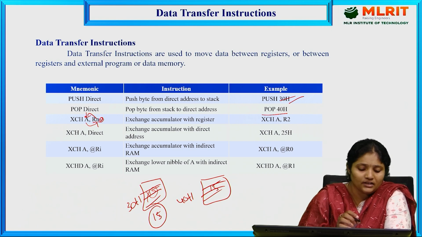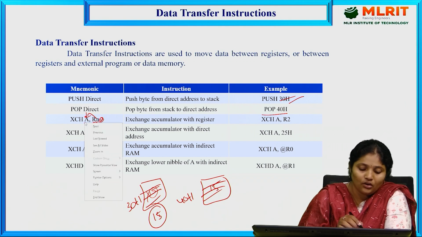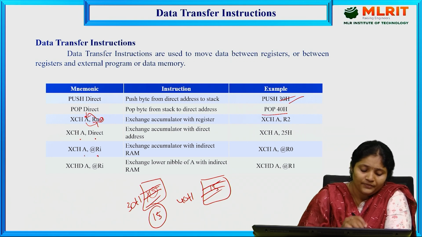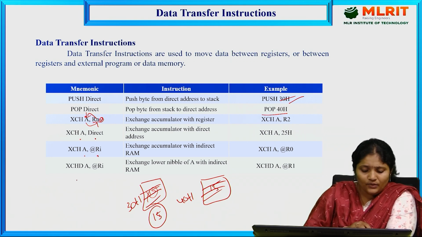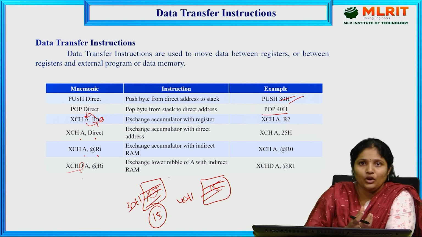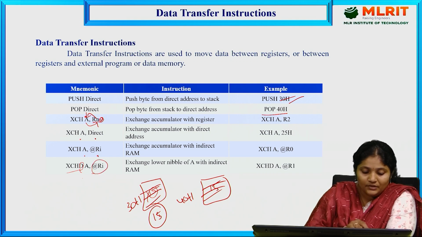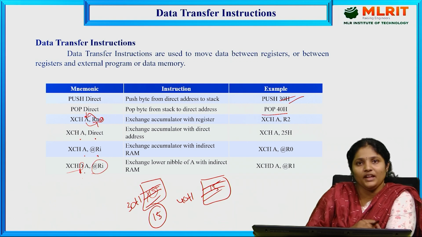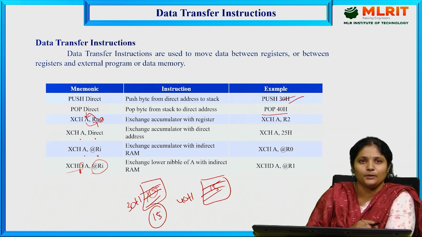In this, you can use a general purpose register, or you can use two registers, or you can use direct addressing for the register, or you can use indirect addressing for the register. Here another one is there, XCHD. Here exchange the lower nibble of A with indirect RAM. Here this is the indirect RAM. D specifies that it is a lower nibble. So only the lower nibble of A will be exchanged with the indirectly specified addressing mode.